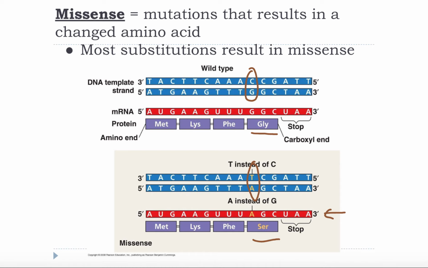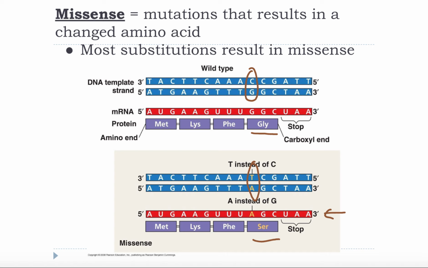That's missense. And that one amino acid could be a really big deal, or it could not be a big deal. It actually kind of depends on the protein that's formed. Sometimes the amino acid is so similar in chemical characteristics to the original amino acid that the protein is still functioning. It's not too bad. But sometimes it can be really bad.